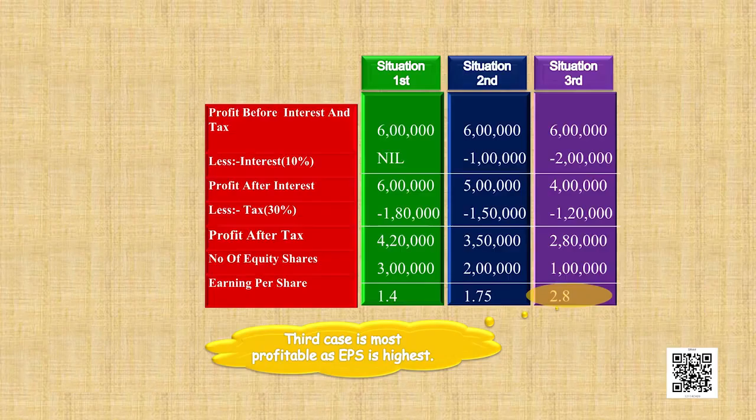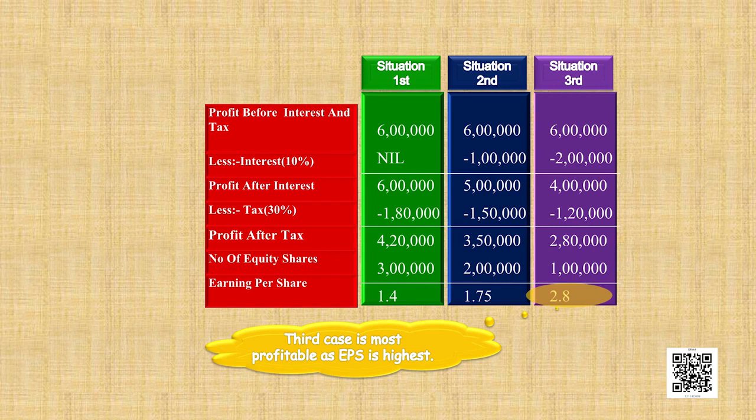In the first case, because the entire amount was financed by equity shareholders, the entire 30 lakh rupees has been divided into shares of rupees 10 each. This means the number of shares will be 3 lakh. So, we are dividing the profit after tax of rupees 4,20,000 by 3 lakh shares. This gives us an earning per share of rupees 1.4, that means 1 rupee 40 paisa. In the second case, the profit after tax was 3,50,000. This has been divided among 2 lakh shares. This is because the equity capital that was invested was 20 lakh, as 10 lakh was financed by debt.